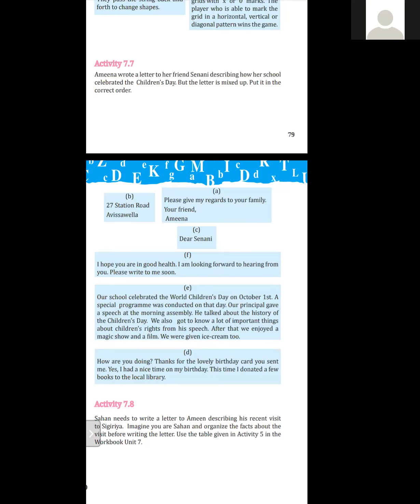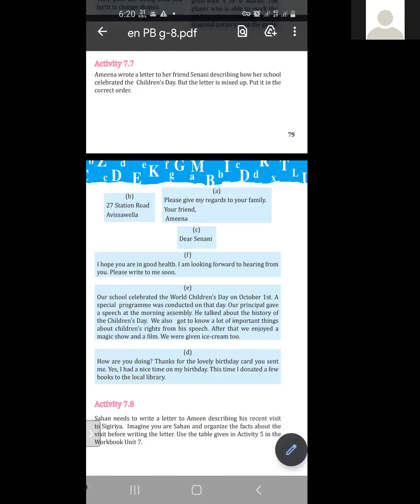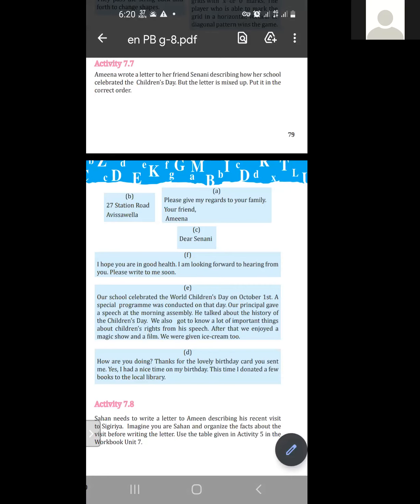Okay, after that, the box C. அடுத்து என்ன தந்திருக்குது? So what is in box C? Dear Senani. Dear teacher, dear friend, dear Abdullah, dear Muhammad. So we call it a salutation. என்னன்னு சொல்றதுக்கு?